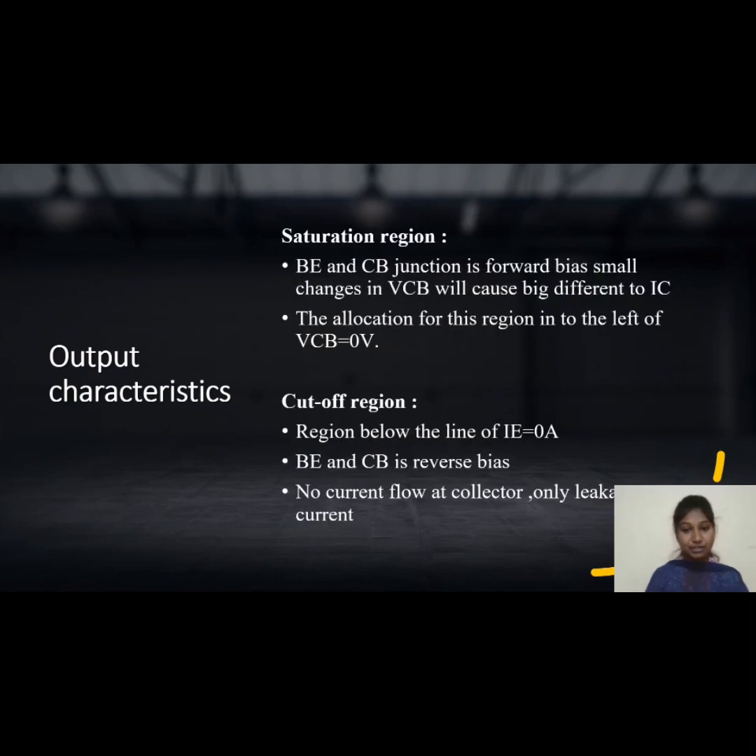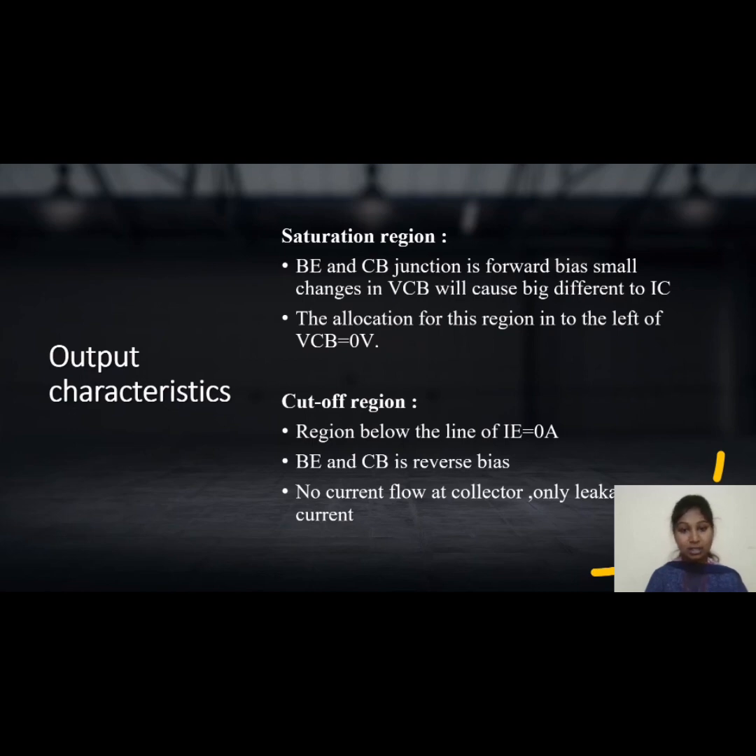In the saturation region, the BE and CB junctions are both forward biased and VCE is small. We usually see a big difference in IC. The region is located to the left of the line where the voltage VCE is 0.